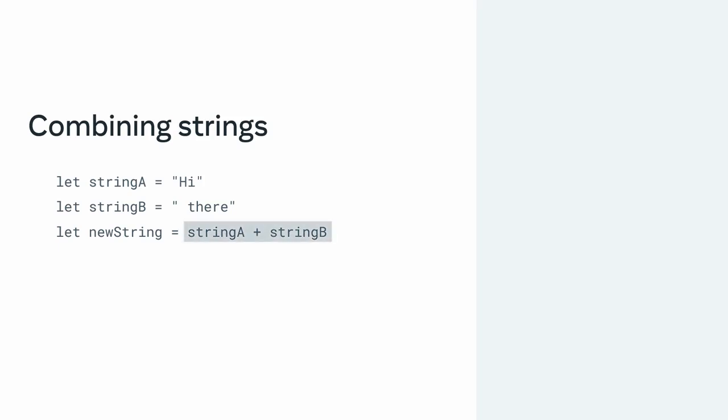For example, suppose you create two variables, stringA and stringB, and assign them the string values of hi and there, respectively. So, you have let stringA equal hi and let stringB equal there. Using the plus operator, you can combine or concatenate these string values and then store this result in a new variable named newString. So you write let newString equal stringA plus operator stringB. Now the phrase hi there is stored as one string in the newString variable.